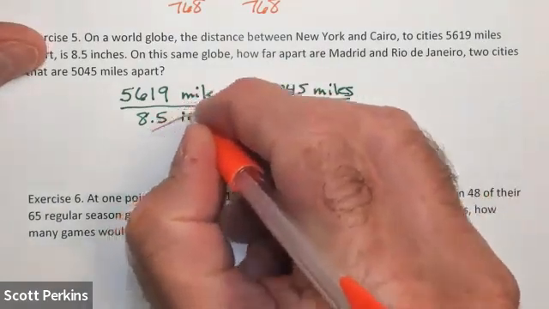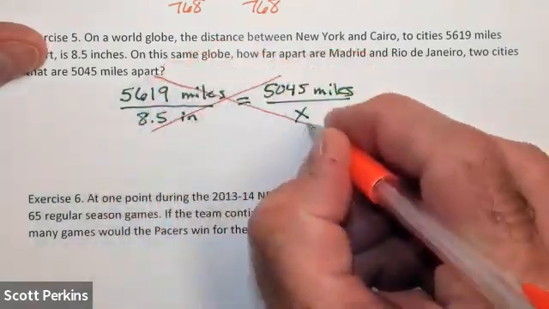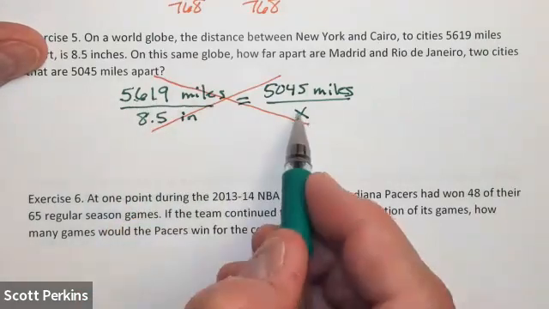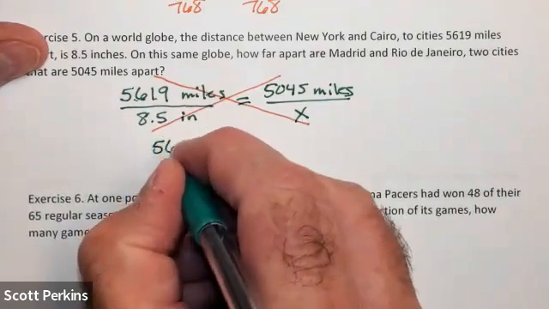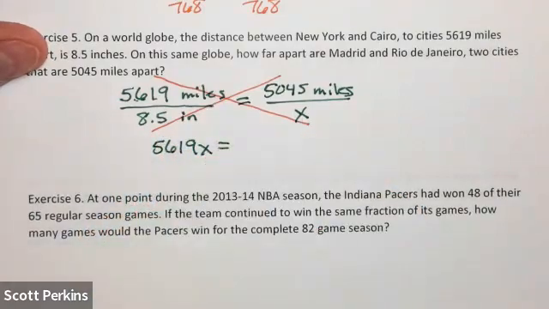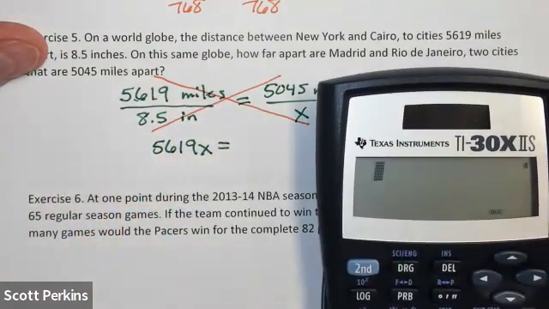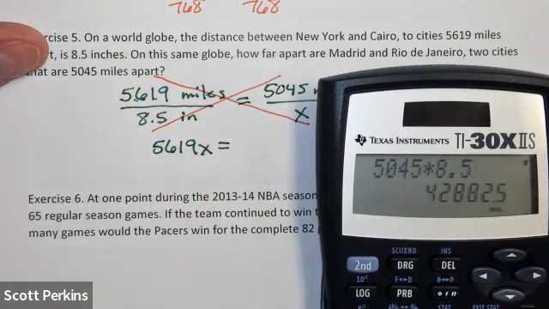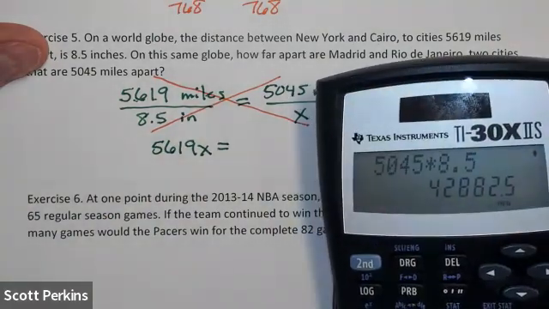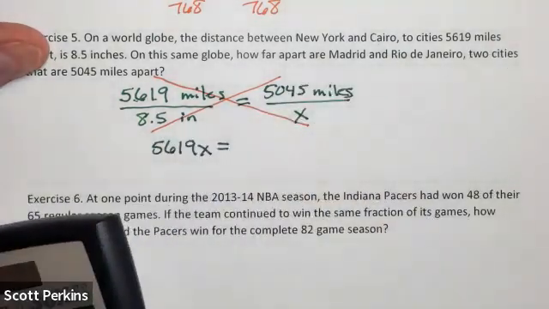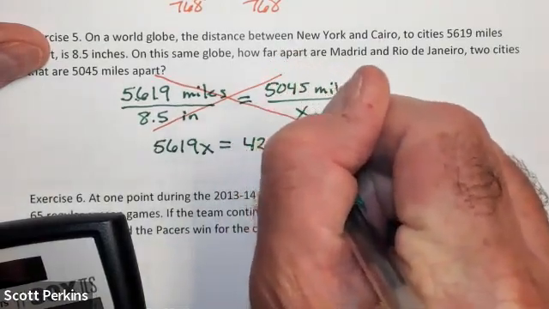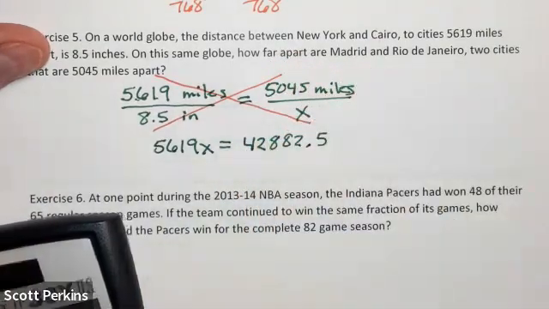Now I will multiply along the diagonals here to solve this. This is my shortcut to do it. So 5,619 times x. And then I've got 8.5 times 5,045. Sure, you've used your calculator and you got 428,000. Oh no, sorry, 42,882.5. Didn't see that decimal point at first.